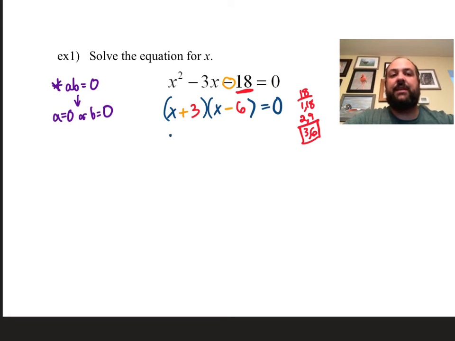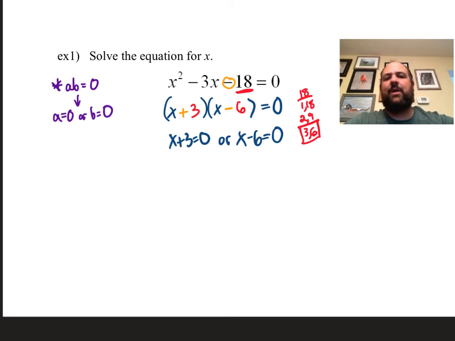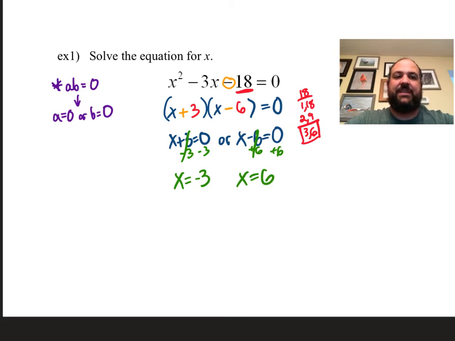Well, that means either x plus 3 equals 0 or x minus 6 equals 0. But if I go a step further, if I know x plus 3 equals 0, if I subtract the 3 over, I can actually solve and see x equals negative 3. Or if I add the 6 over in the other equation, that tells me x equals 6. So I get two solutions here, either x equals negative 3 or x equals 6.